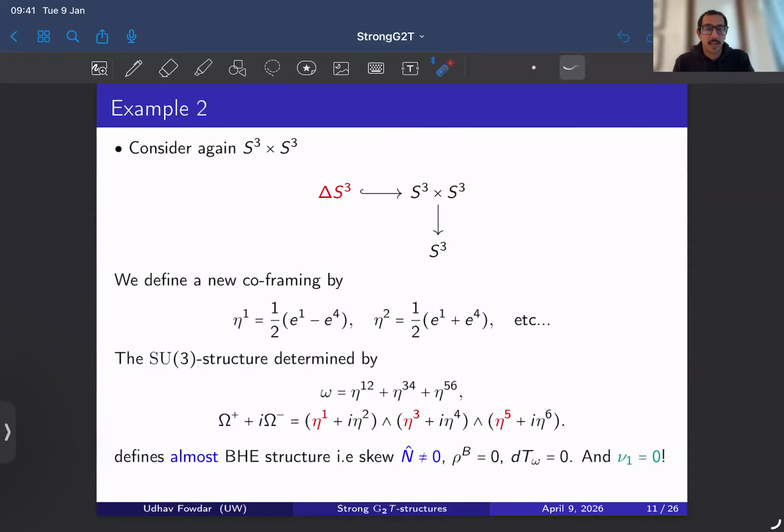You can check by direct calculation that in this case the Nijenhuis tensor does not vanish, but it is of skew type. So it is skew symmetric, and it has a Bismut connection. You can compute the Bismut Ricci form, and it's 0. You can check that the torsion 3-form is in fact closed. And in this case, you can also check that the Lee form in fact vanishes.